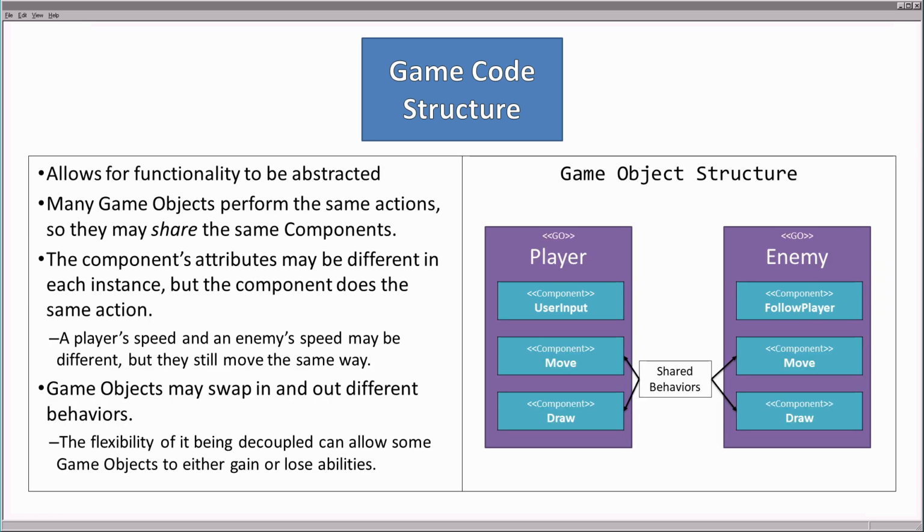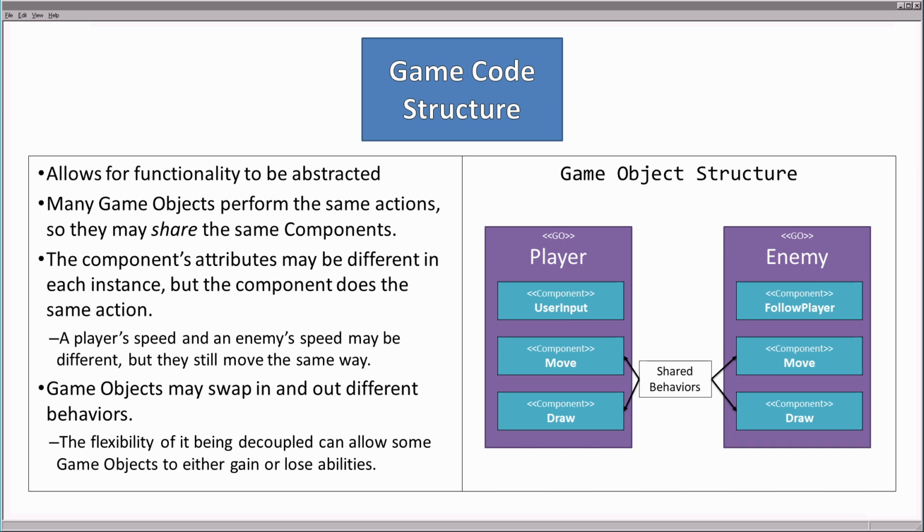By using this structure, functionality can be abstracted. Many game objects perform the same actions, so we may share the same components. We can see both player and enemy move and draw. We consider writing one class for move and another class for draw, and simply adding those to the player and enemy game object. The component's attributes may be different in each instance, but the component does the exact same thing. A player's speed and an enemy's speed may be different, but they still move the same way. From a functional standpoint, they do the same action, but with different values.